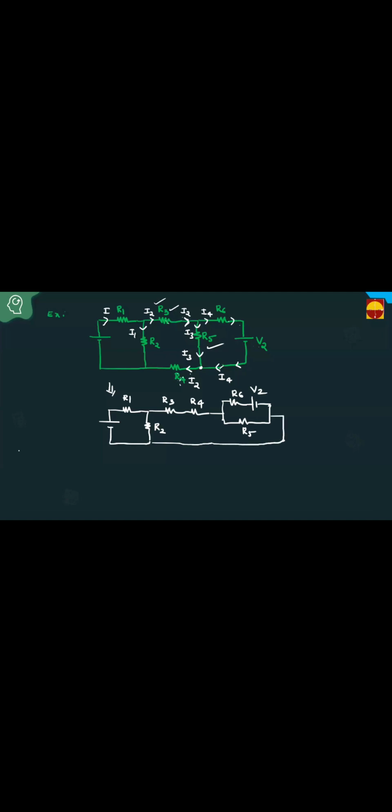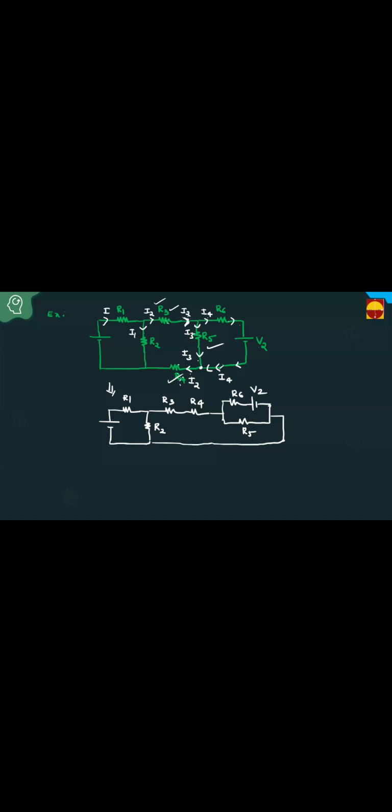See how to simplify the network. Understand? This current I taken, this is I. It divides into I1, I2. Then this I2 is again divided into I3, I4. The same I4 is entering here. The same I3 is entering here. The combination of I3 and I4 is I2. That's why I taken this is also I2.